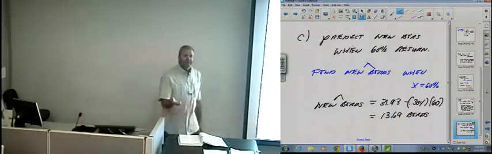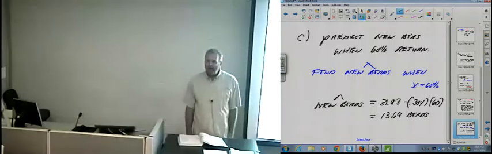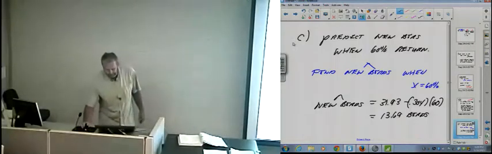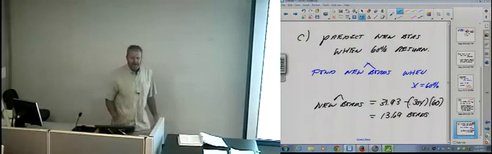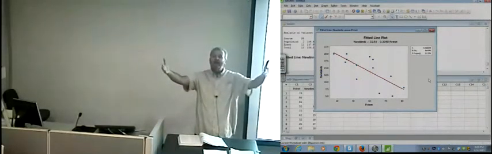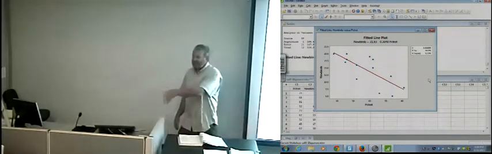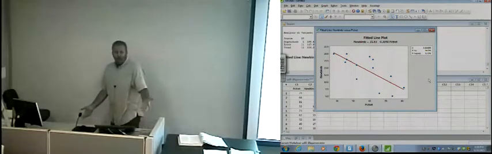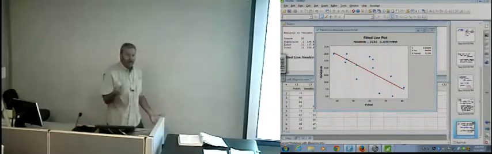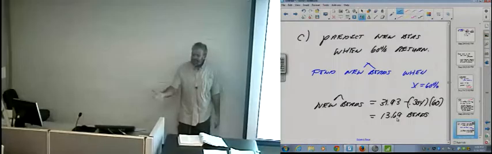Now, was there anything special about 60%? I mean, I know the problem asked for 60. Could I have done 45? Could I have done 50? 52? 57? Could I have done any percent between 40 and 80 and we'd have been happy? Yeah, that's what you use, right? You were between 40 and 80 on the percent returning. I could have picked any number. They just picked 60. We could have picked 65, 61, whatever. I've got the equation of the line, I just plug in. That's the way the problems work.